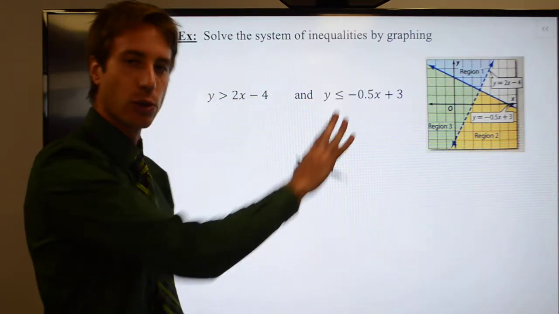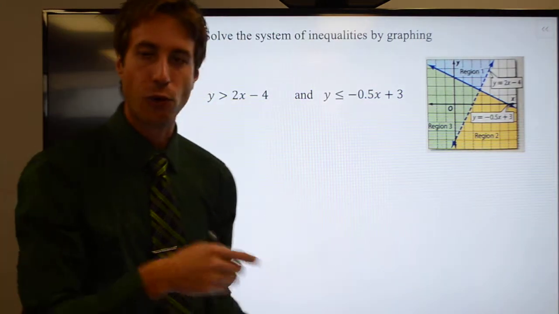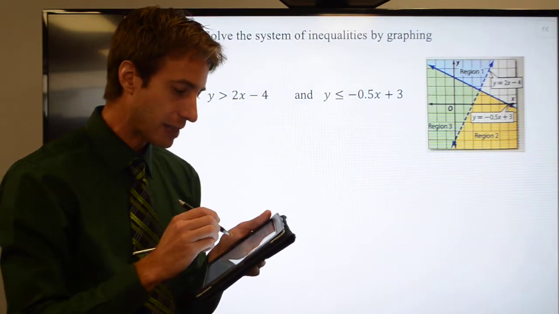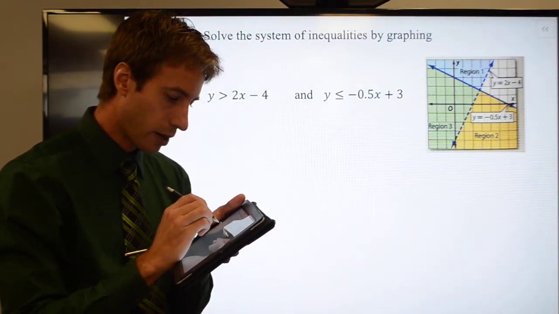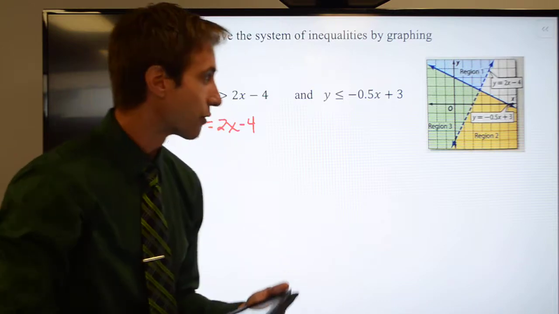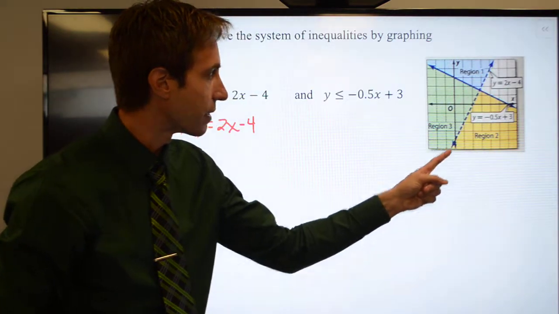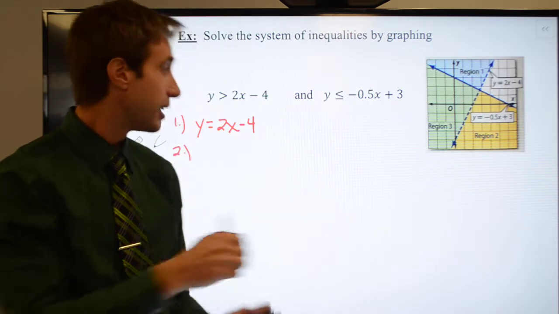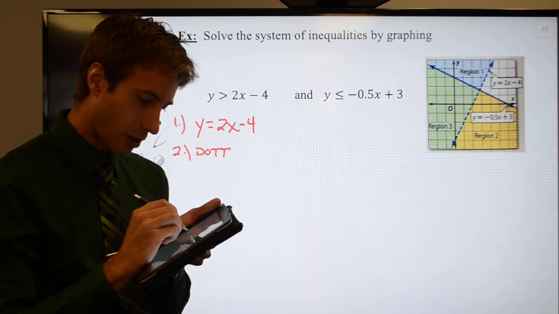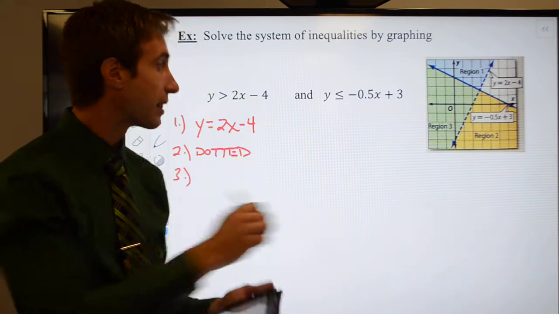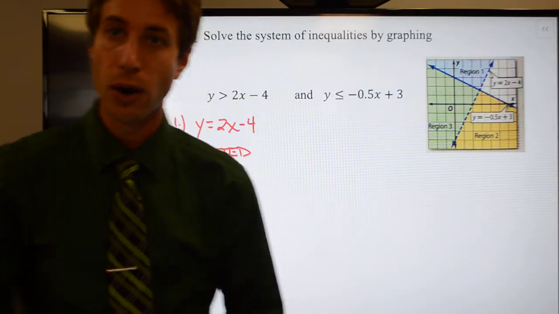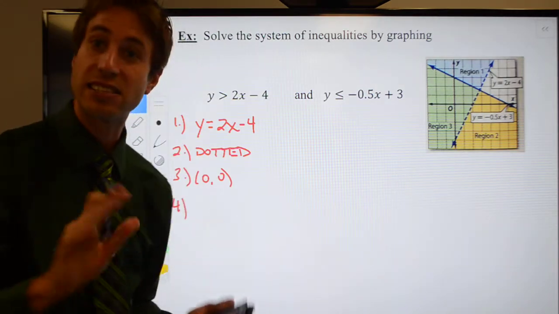First, I need to graph the equations, but I've already graphed them for you. Again, it's good review if I run through all 4 steps, so let me do that for you. Step 1, we're going to graph y equals 2x minus 4, although you don't have to worry about graphing it because I already graphed it for you. Step 2, it is strictly greater than, so I need a dotted line, dotted or dashed, whatever you want to call it. Step 3, my line does not go through 0, 0, so I will choose 0, 0. And then finally, step 4, plug it in and let's see what happens.